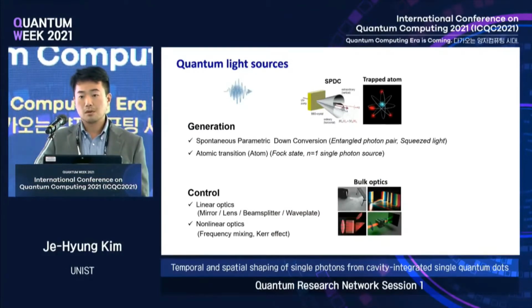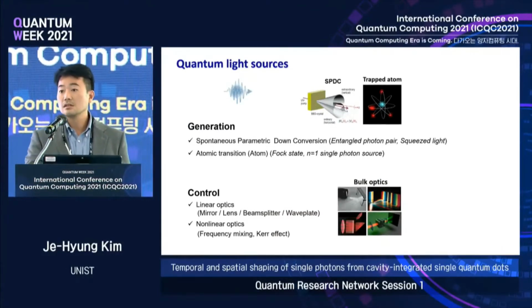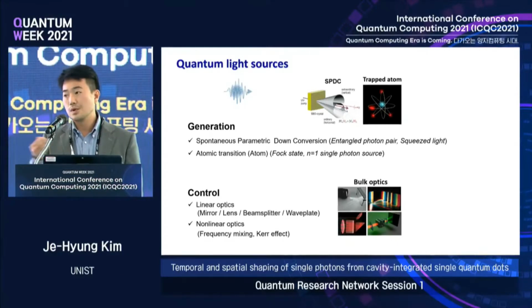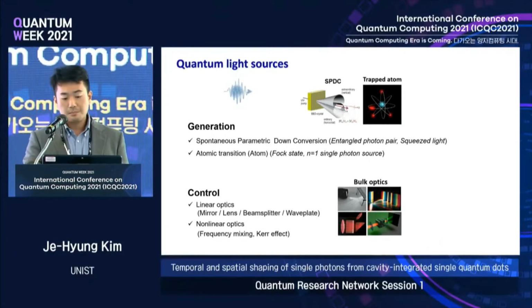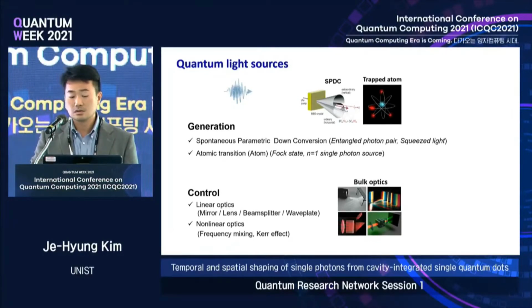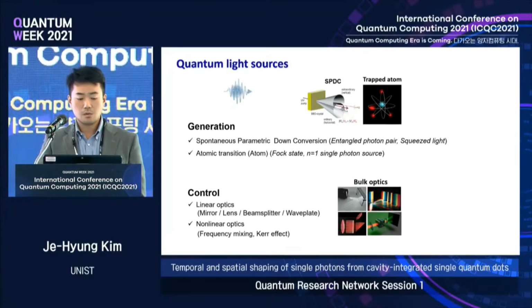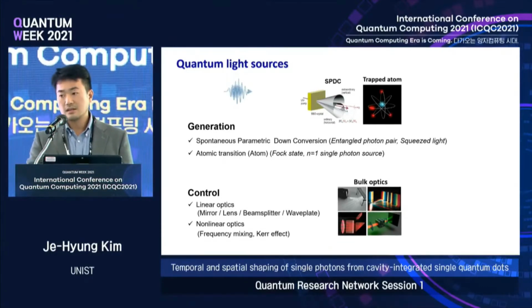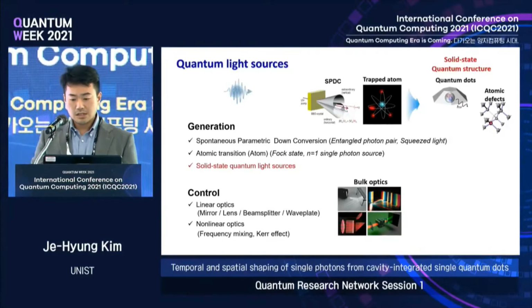The more popular way would be using a nonlinear medium and lasers to achieve spontaneous parametric down conversion, so we can obtain entangled photon pairs and squeezed states. But they provide the quantum light randomly. An alternative would be to use isolated quantum particles such as trapped atoms or ions, but it requires a sophisticated, complicated trapping system. Another way is what Professor Waks already explained very well.